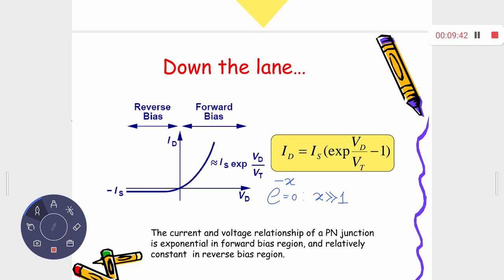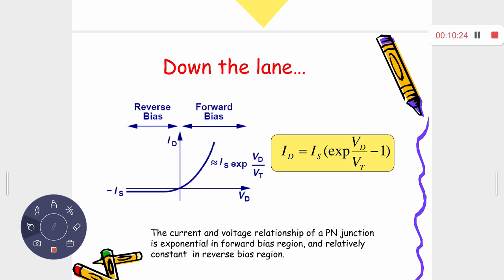Okay? So in your expression, Id is equal to Is times e to the power Vd by Vt minus 1, this expression becomes Id equal to minus Is when your applied voltage is sufficiently large and negative. Okay, sufficiently large and negative. So it is equal to minus Is, and we call that the device is in reverse bias. The current is almost constant and the amount of current is very small, in the range of a few microampere.